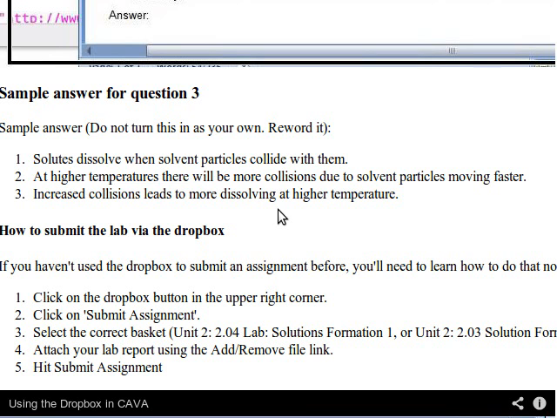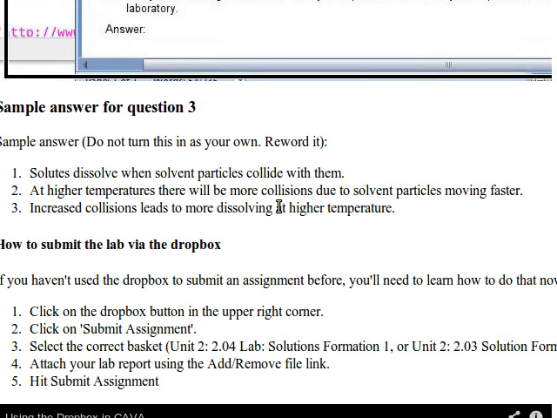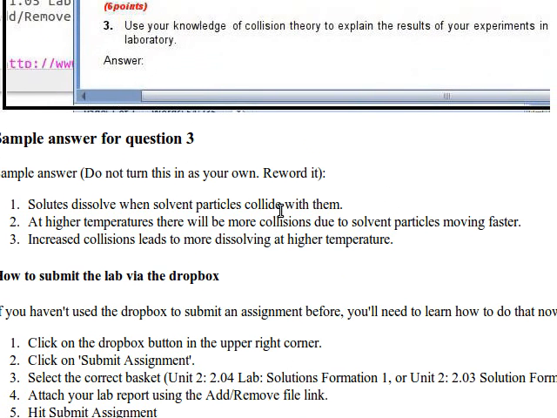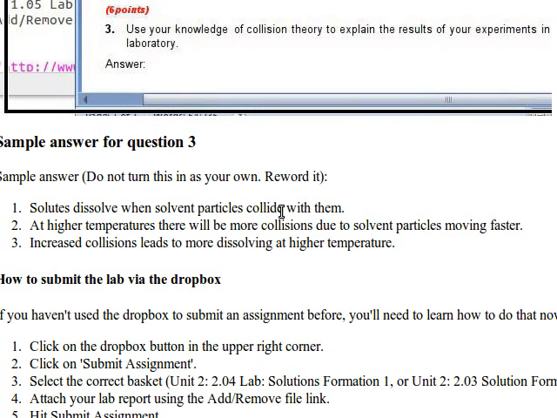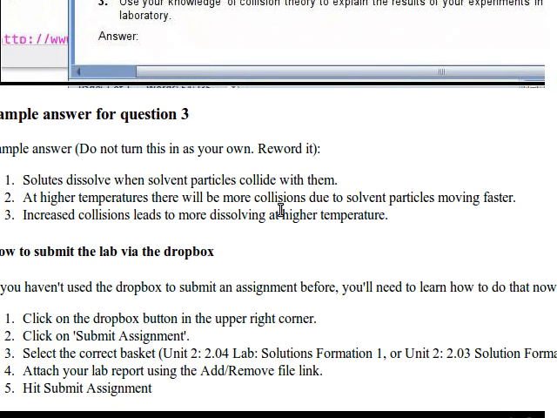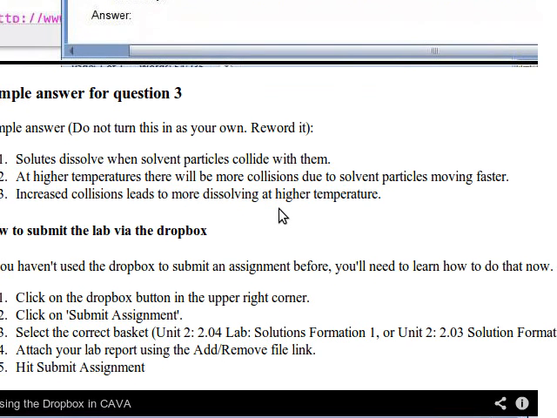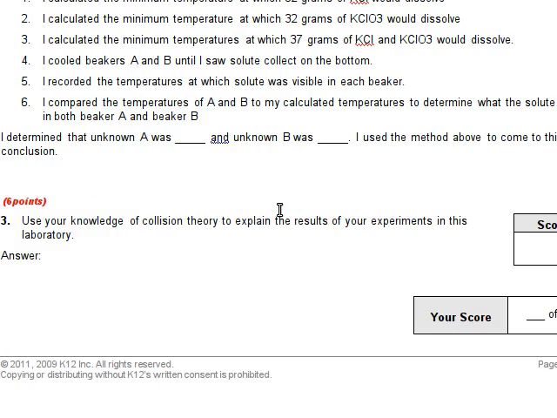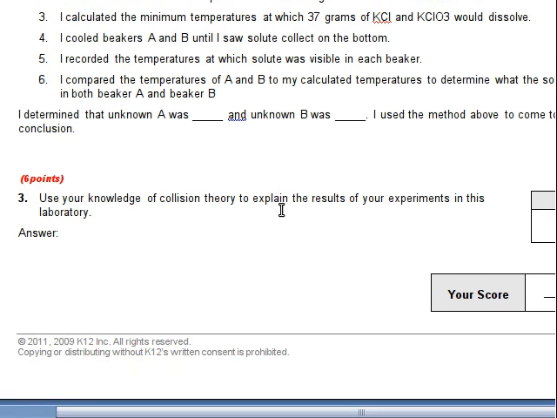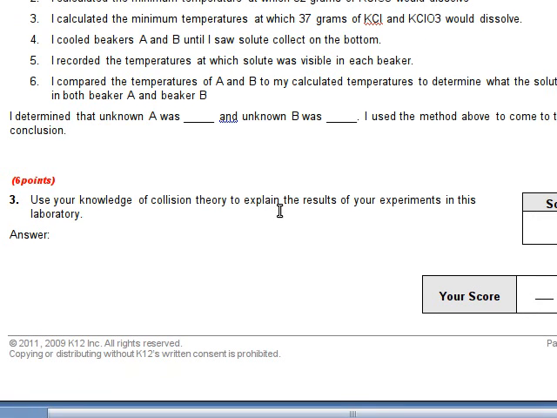Okay, so 2 points for telling me that you dissolve because of collisions. 2 points for telling me that higher temperatures lead to more collisions. And then 2 points for telling me that those more collisions lead to more dissolving at higher temperatures. Right, that's what that question is worth. It's worth 6 points. So give me all 3 of those things in your own words or in different words, and you've got full points.